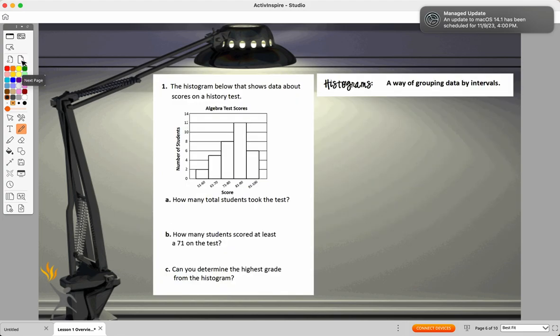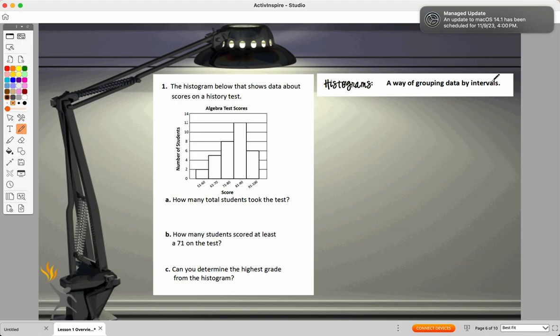Now let's take a look at a histogram. A histogram is another way to look at data intervals. It takes that stem and leaf we just looked at a second ago, and instead of putting down all the individual data points, what if I just say from 70 to 79, where's all the data that fits there? Where's the data that fits in certain places? So let's take a look at this one. This is example number 1 in the histogram.